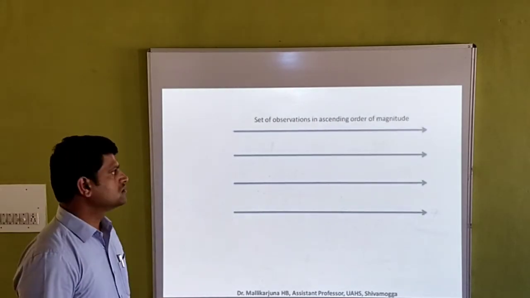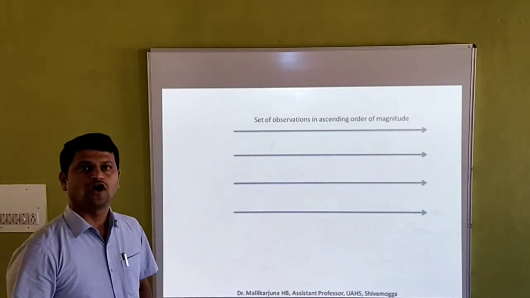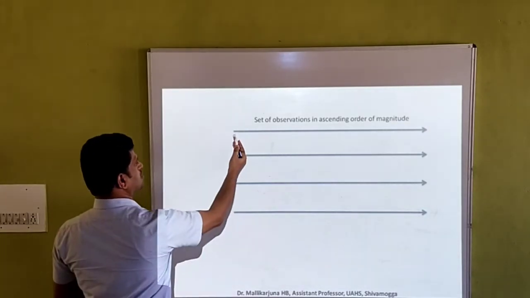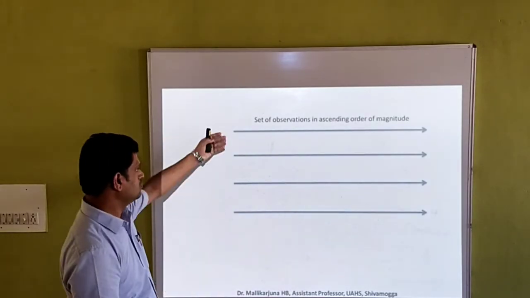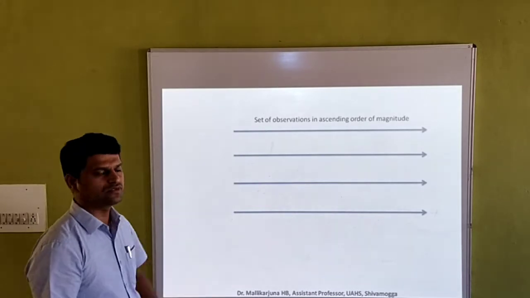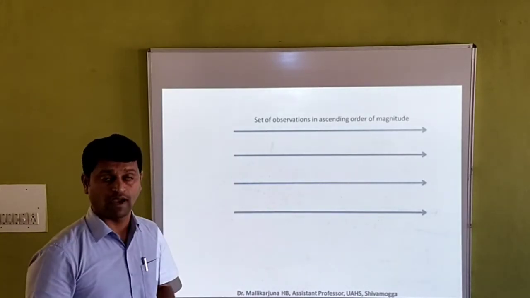Let's consider a set of observations I have arranged in the order of magnitude. This is a set of observations, which I have taken on lines. The same set of observations is repeated 4 times, and the observations are in ascending order of magnitude.